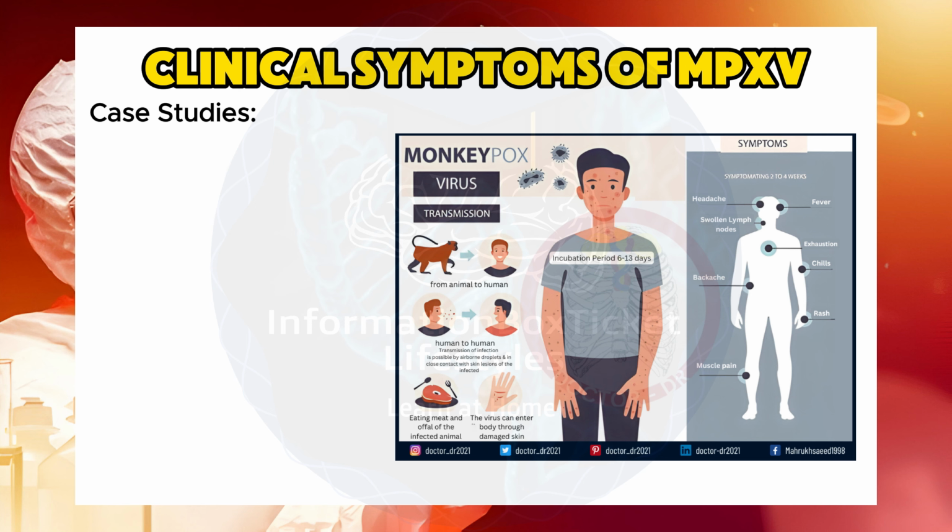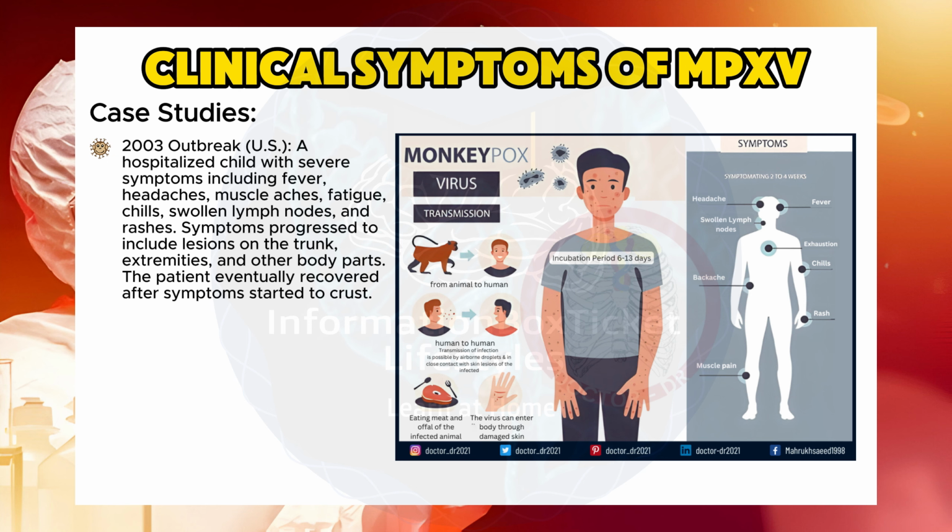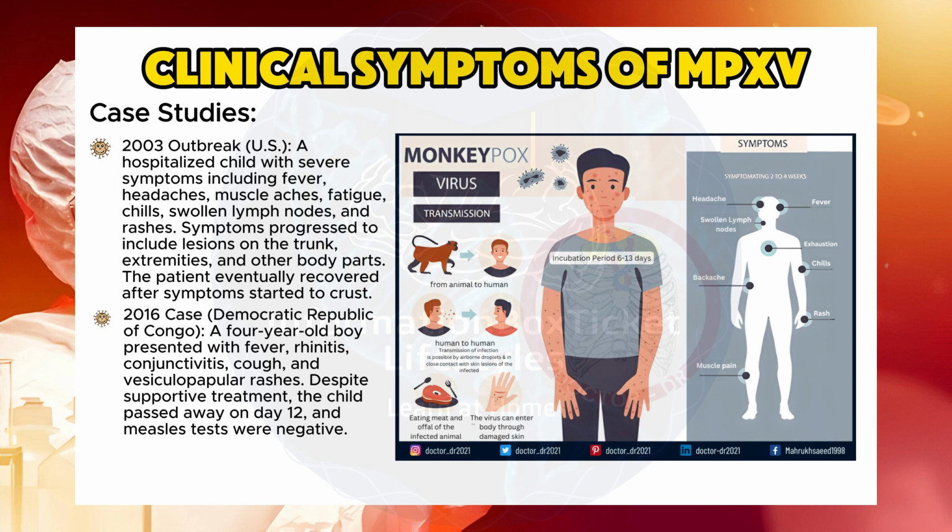Case studies: 2003 outbreak, U.S. A hospitalized child with severe symptoms including fever, headaches, muscle aches, fatigue, chills, swollen lymph nodes, and rashes. Symptoms progressed to include lesions on the trunk, extremities, and other body parts. The patient eventually recovered after the lesions started to crust.